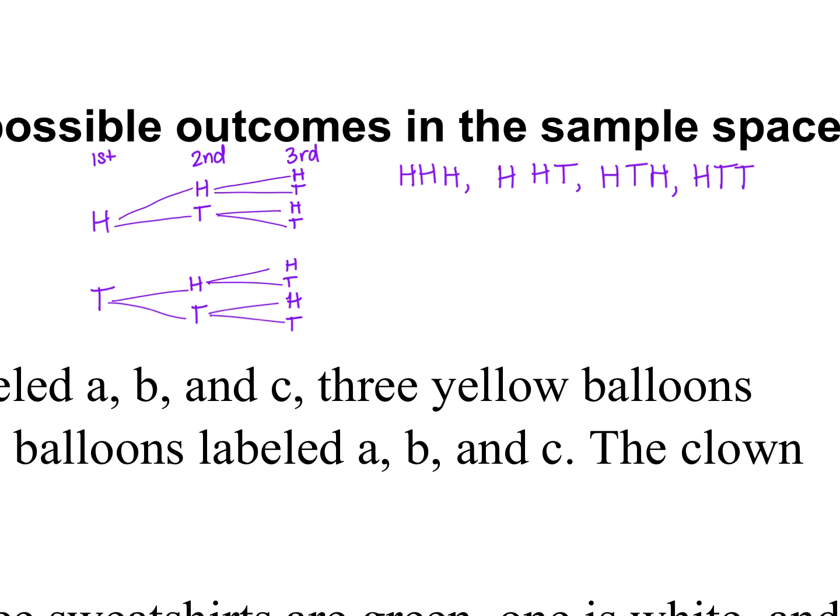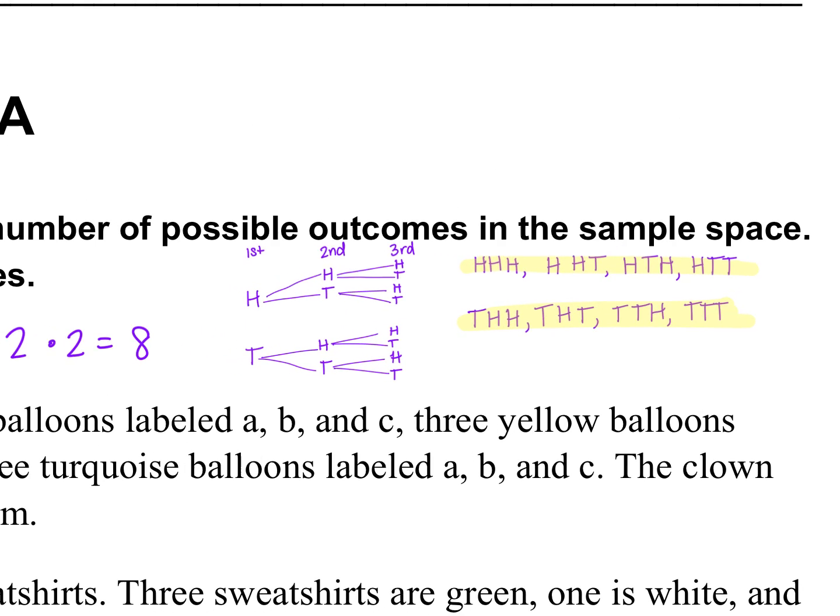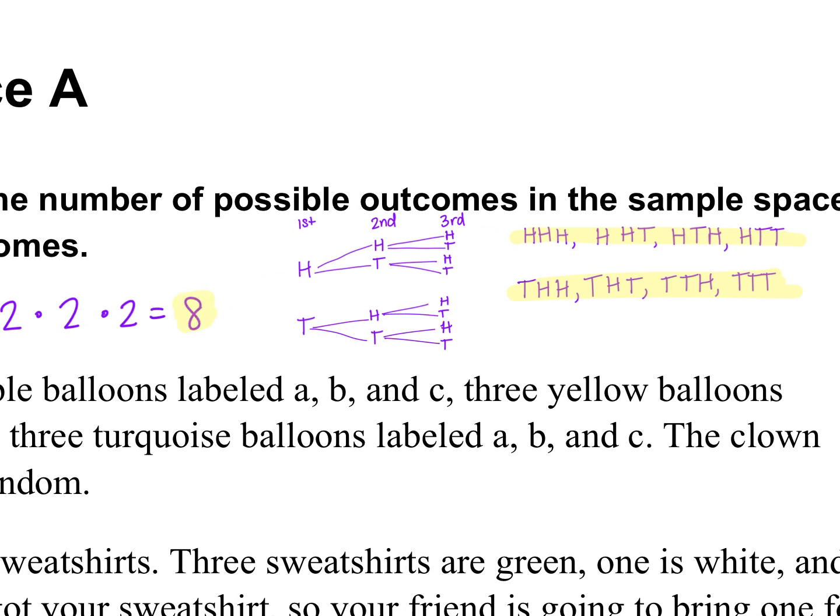Now let me go ahead and look at my second ones. I'm going to have tails, heads, heads, tails, heads, tails, tails, tails, heads, and tails, tails, tails. These are all my lists of possibilities that I could have. Okay. And 8 was the number.